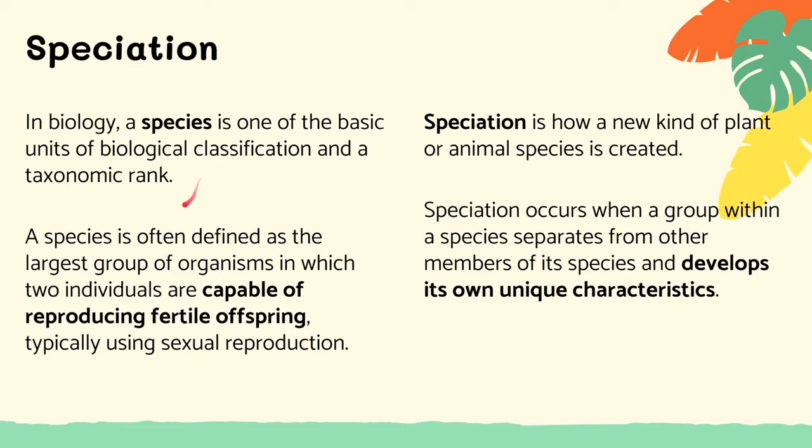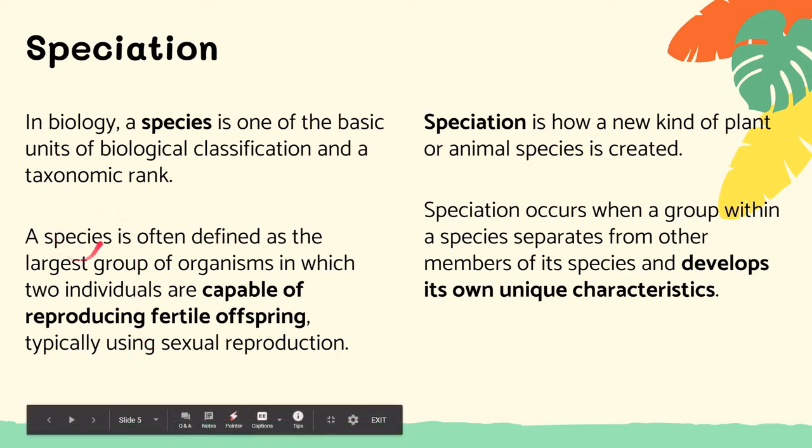In biology, a species is one of the basic units of biological classification and it is considered a taxonomic rank. Again, it is always written with letter S and pronounced as in plural form, species, even if you're just talking about one group of organisms. A species is often defined as the largest group of organisms in which two individuals are capable of reproducing and creating fertile offspring. Okay, so usually through sexual reproduction.